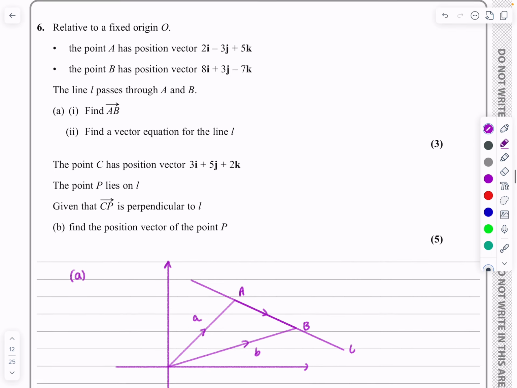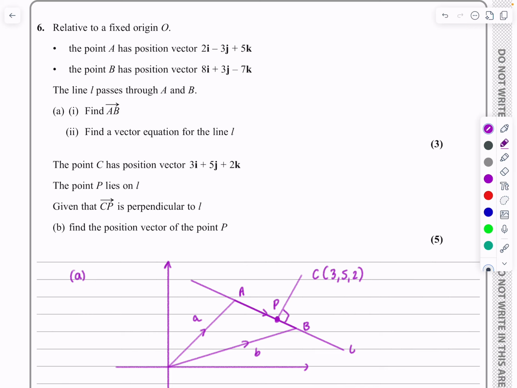Now the reason behind drawing this diagram is really for part B. So it then says, C has a position vector 3i plus 5j plus 2k. I don't know where that is, but what I do know about it is it says P lies on L. So I'm going to put P here, so it's not in the way. P is going to be there, and P lies on L, and CP is going to be perpendicular. So if I now say that C is there, just for the sake of my diagram, it doesn't have to be overly neat, then CP is perpendicular to L.